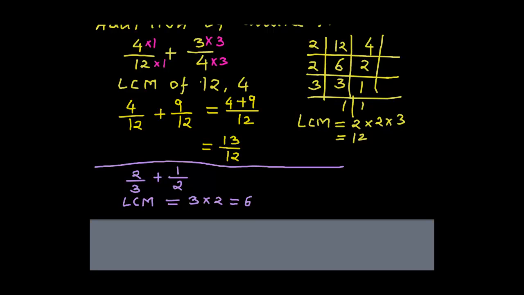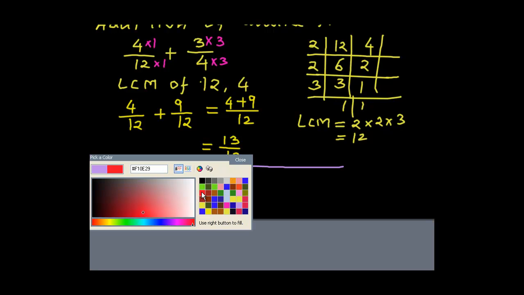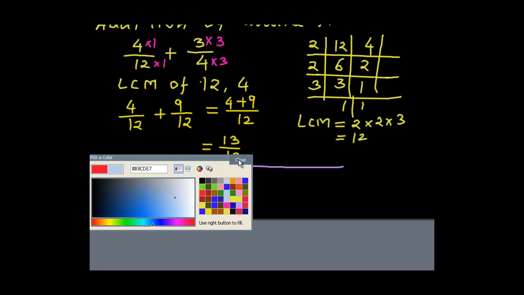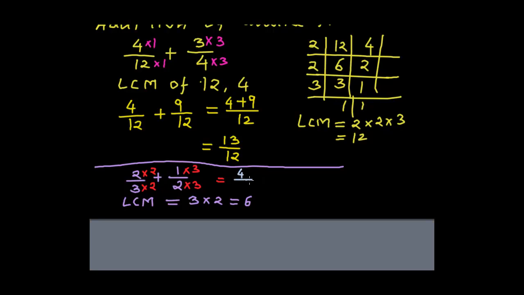Now I'll make the denominator same as that of LCM. So I'll multiply here by 2, here by 2, here by 3, here by 3. So my new fractions are 4 over 6 plus 3 over 6. Now add the numerators. So 4 plus 3 over 6. So our answer will be 7 over 6.